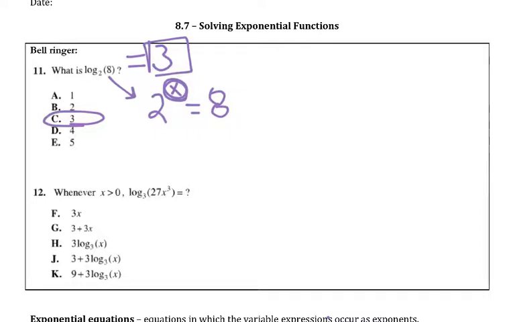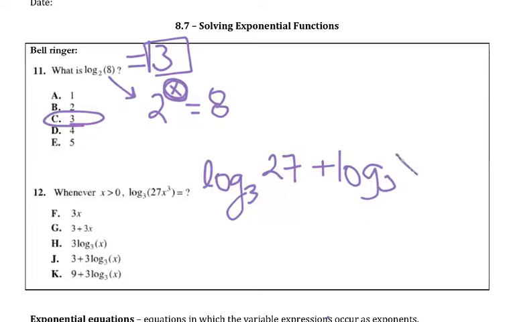Okay, in 12, whenever x is greater than 0, log base 3 of 27x to the third equals. Here what you want to do is separate using properties of logs. So we've got log base 3 of 27 plus log base 3 of x to the third. I was able to split that into addition because we've got 27 times x cubed, and when you have multiplication inside a logarithm, you can split it into two separate logs that are added.